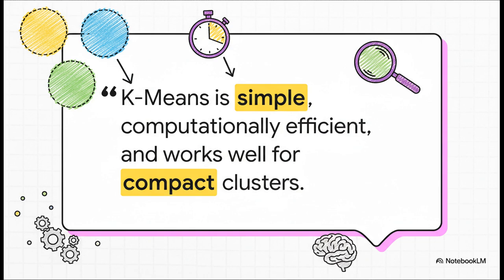So what's the big takeaway here? I think this quote sums it up perfectly. K-means is popular for a really good reason. It's simple, it's fast, and when your data actually has those nice compact groups, it works like a charm. All of its weaknesses, they're really just the price you pay for that beautiful simplicity.